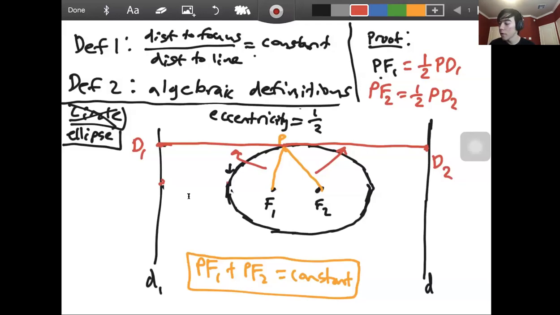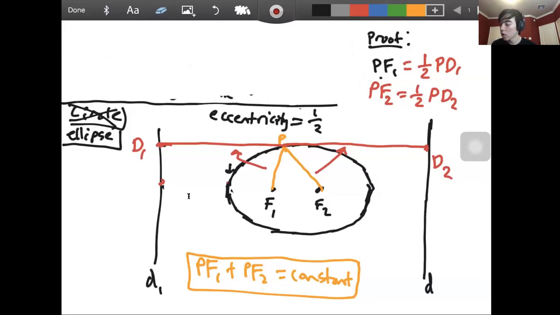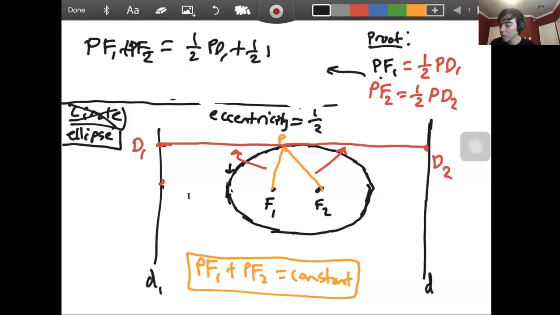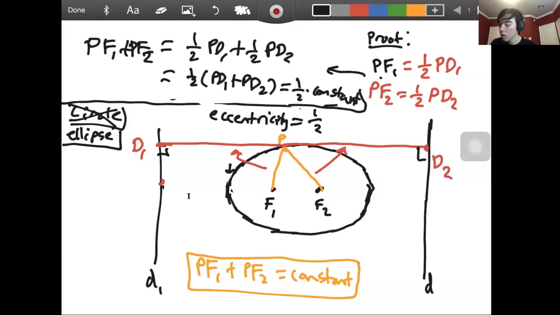So if we sum them up, what do we get? Summing them up gives us PF1 plus PF2 equals 1/2 PD1 plus 1/2 PD2. And the important part here is that D1D2 is just the length between these 2 parallel lines. So PD1 plus PD2 is actually a constant, and this shows that PF1 plus PF2 is a constant as well. So that proves this golden statement down below.